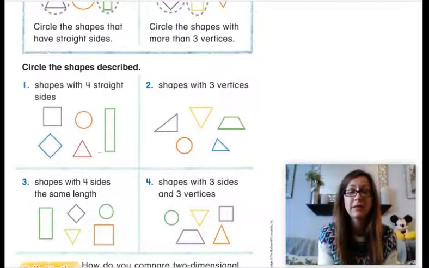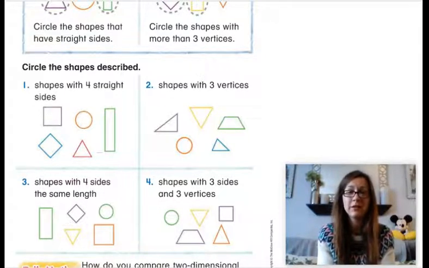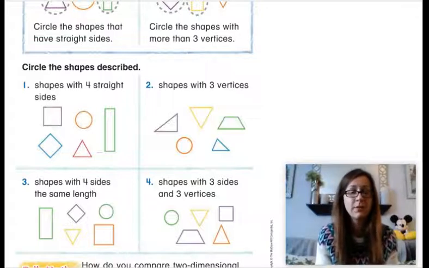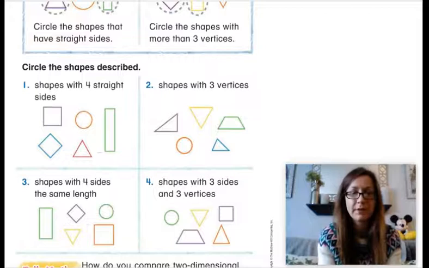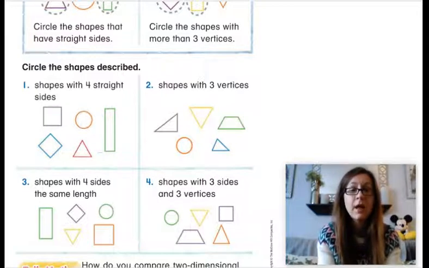Now let's look at page 654. We're going to follow the directions and circle the shapes the way they are described on the page. Each of the questions has a different description, so we will be using different shapes for each one. So number 1, shapes with 4 straight sides. So let's look at our examples. The shapes that we know that have 4 sides are the square, the rectangle, and the trapezoid.